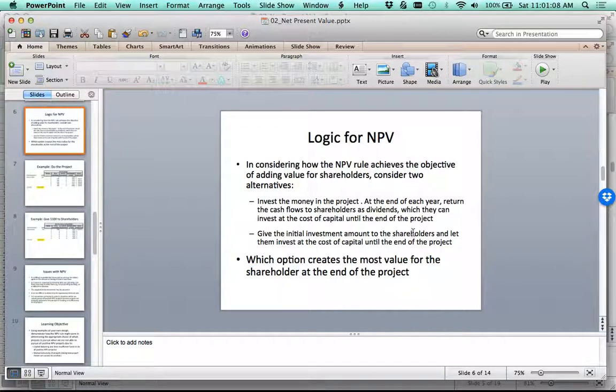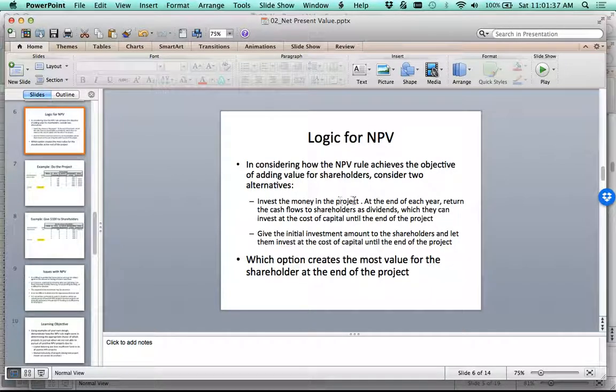Okay, so let's walk through the logic for net present value. When you're considering using that rule, consider that there's a choice for any one project between either doing that project, which would be investing the money in the project, or not doing it and just giving the money back to the shareholders and letting them do what they want with it.